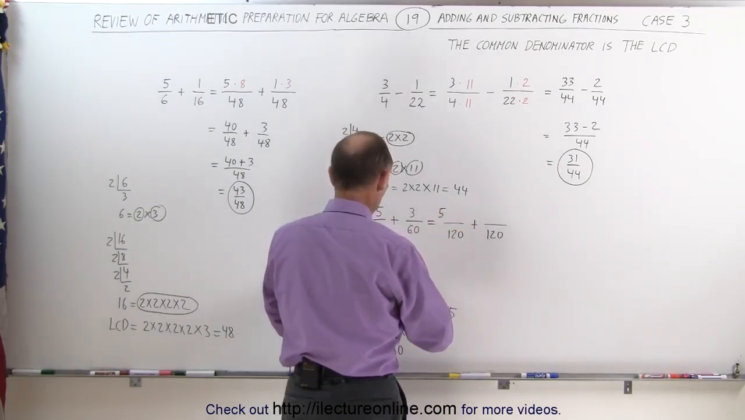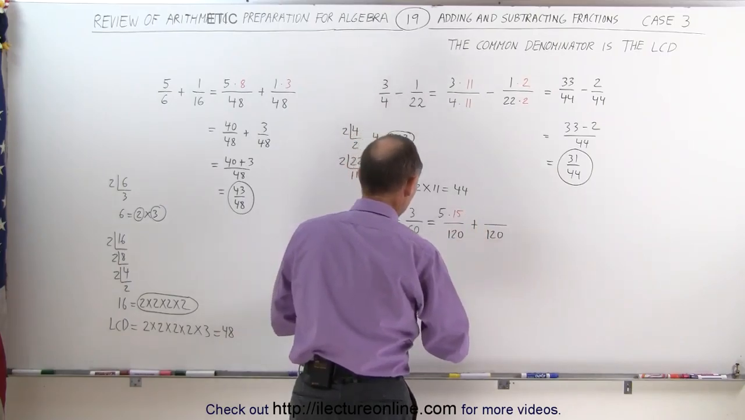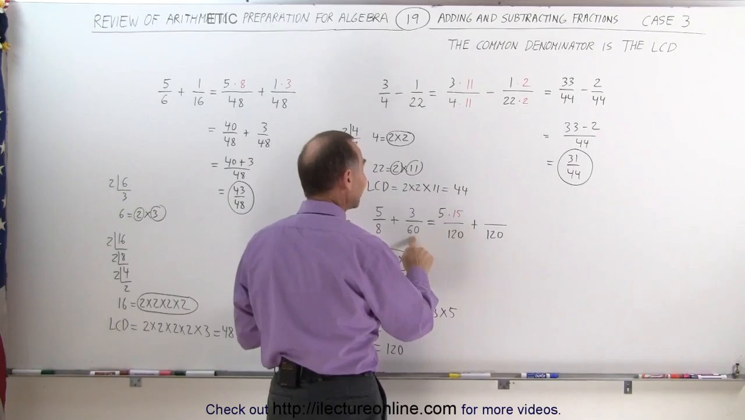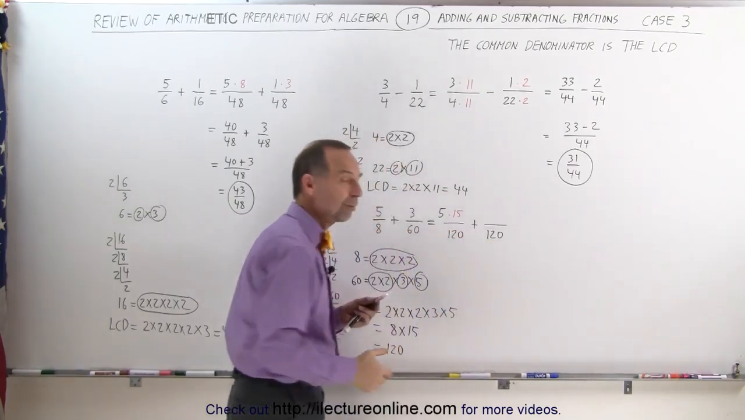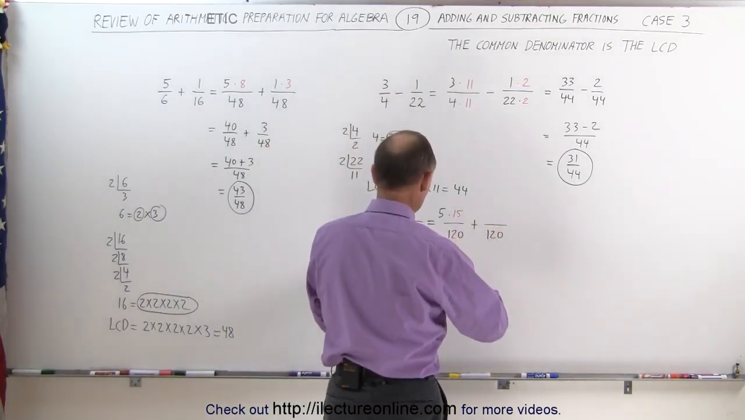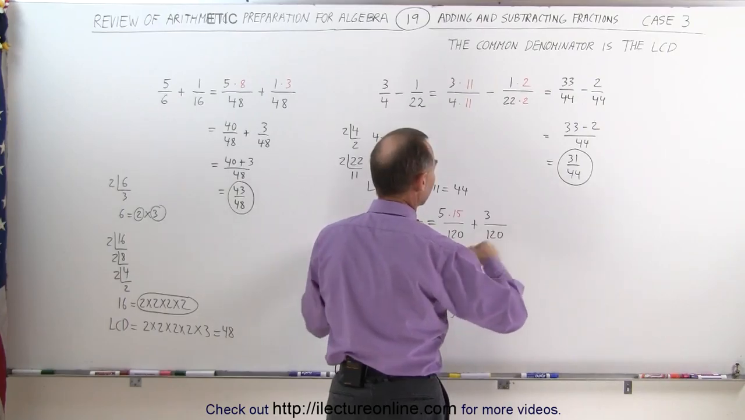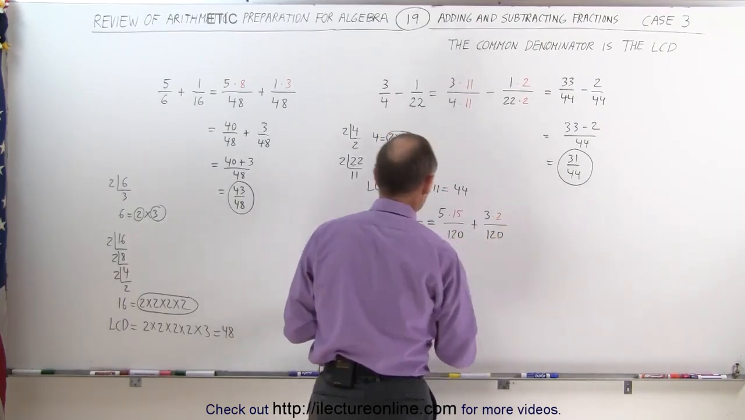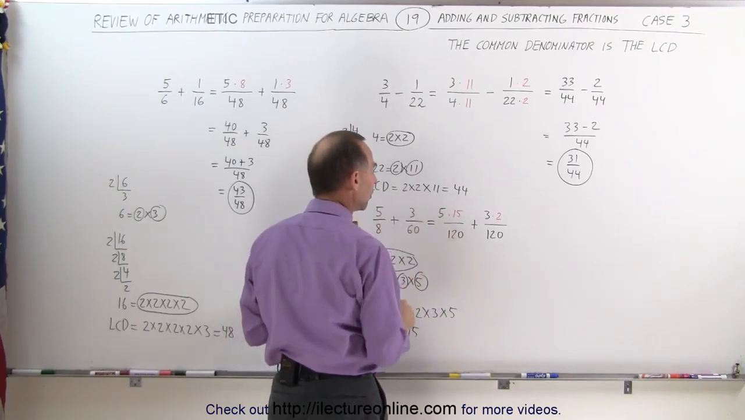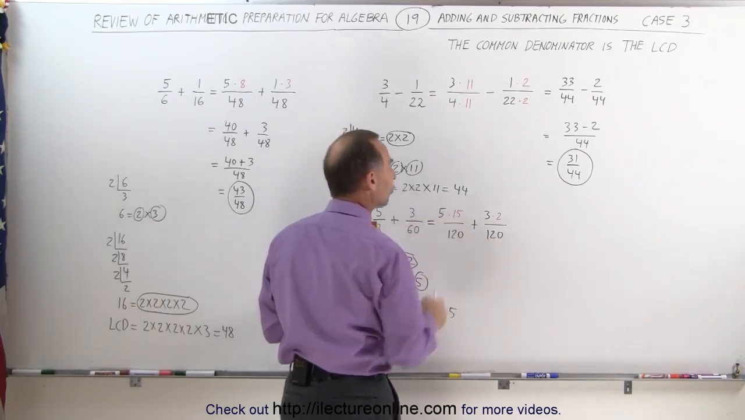Now I've asked this question, what did I need to do to 8 to turn into 120? I need to multiply 8 times 15, which means I must also multiply the numerator times 15, so the numerator becomes 5 times 15. For the second denominator, what did I need to do to 60 to turn into 120? 60 times 2 will give me 120, so if I multiply the denominator by 2, I must multiply the numerator by 2 as well. And the numerator then becomes 3 times 2.